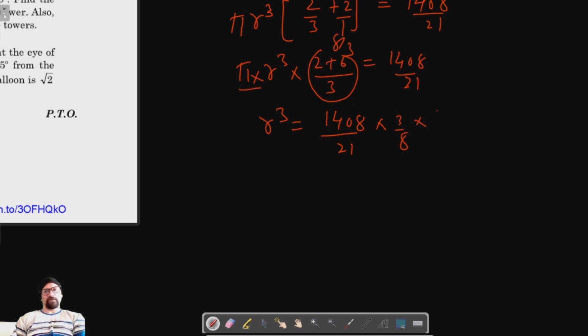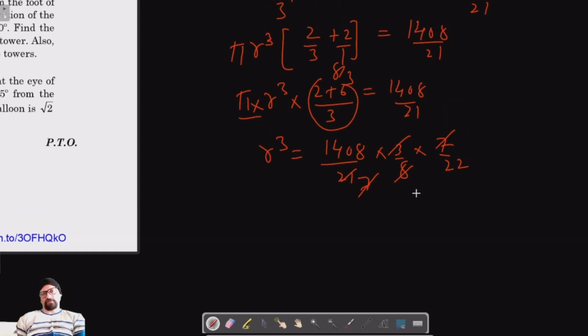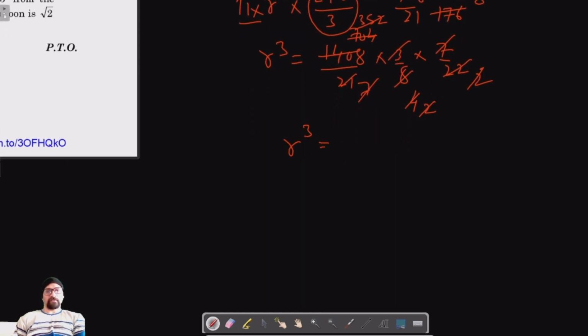And pi becomes 7 by 22 on this side. If we try to solve this, 3 sevens are 21, so 7 and 7 get cancelled. 2 fours are 8, and 704 again cancels with 2, so this is 352. Again cancelling with 2, 2 sevens are 14, 2 sixes are 12. This cancels with 11: 2 elevens are 22, 11 ones are 11, and 11 sixes are 66, and 2 with 8. So r cube is equal to 8.